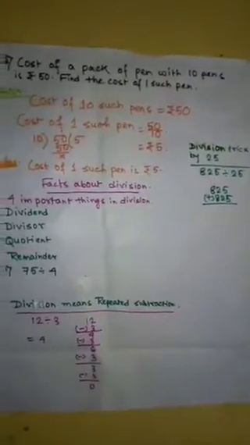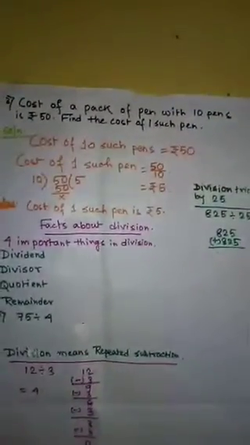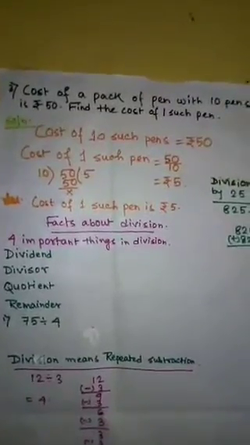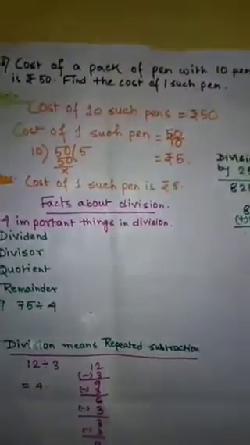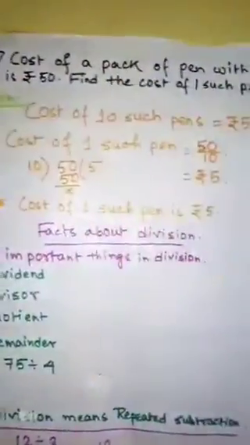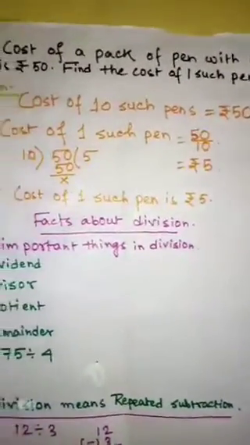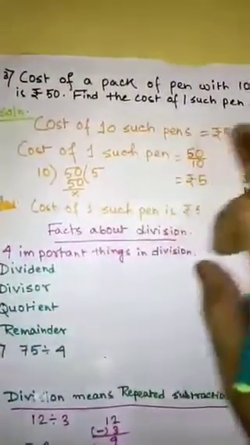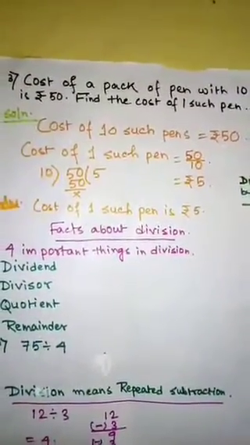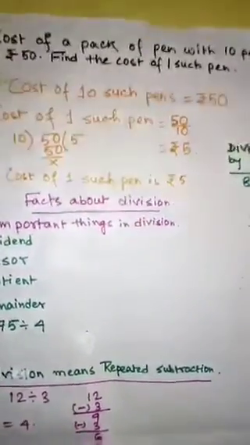Now students, we move to question number 3. As you can read from here, the cost of a pack of pens with 10 pens is rupees 50. You have to find the cost of one such pen. That means the price of 10 pens in the pack is rupees 50 and you have to find the price of one such pen. So basically what we'll do, instead of the pack, you'll write down the cost of 10 such pens is equal to rupees 50.